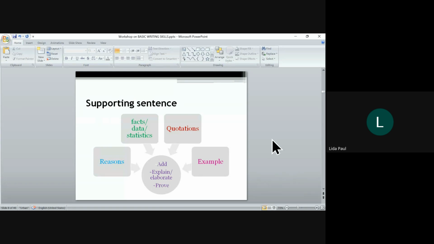So functionally, supporting sentences, what do they do? They add, explain, elaborate, or prove. And how do they do that? They use these reasons, facts, data, statistics, and examples to achieve that part, right?